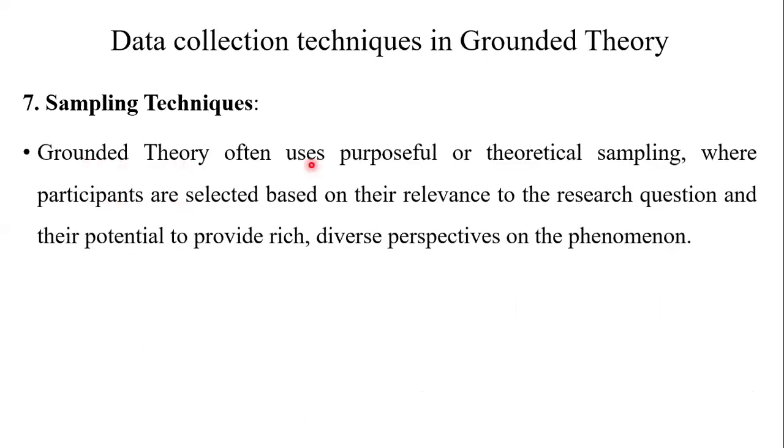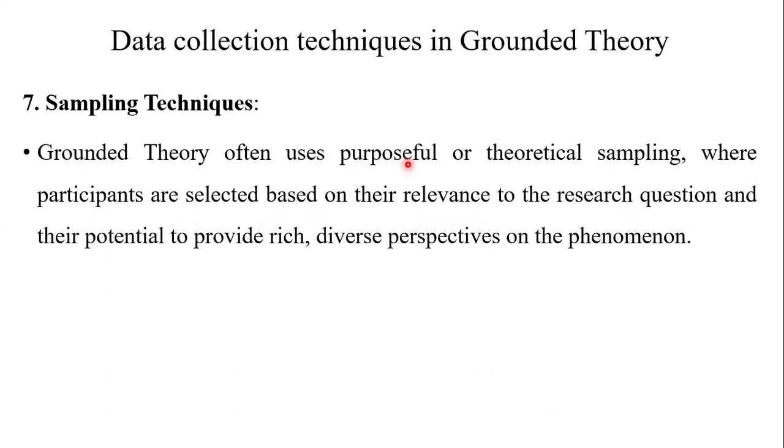Then you need to understand what kind of sampling technique you are going to apply for data collection. So grounded theory often uses purposeful or theoretical sampling. This is the sampling procedure that you are going to use. It means you are not going to use the random sampling technique, like simple random, stratified random, or something else. You are going to use purposeful or theoretical sampling, where participants are selected based on their relevance to the research questions. If you feel that a particular group is relevant to my research question and they can feasibly answer the required number of questions, then you can use them as the sample of your study.